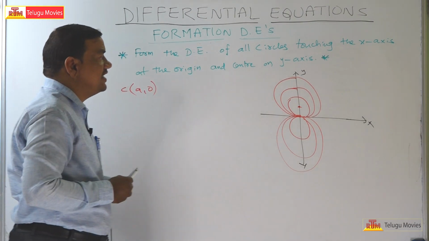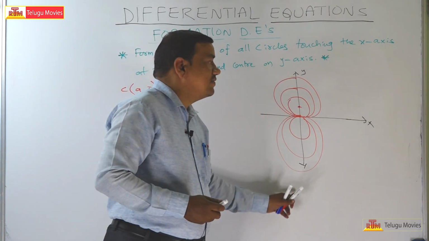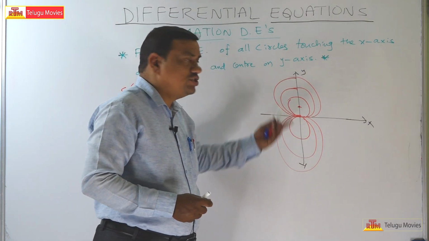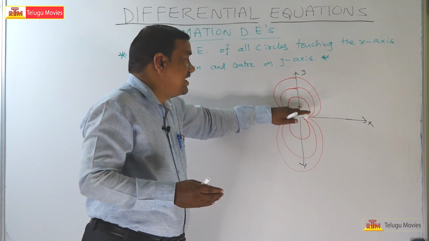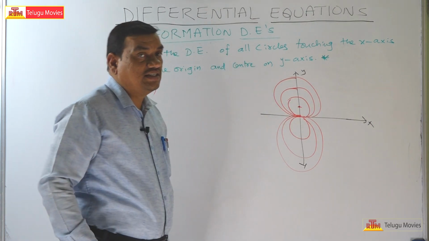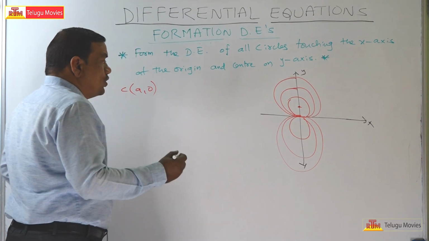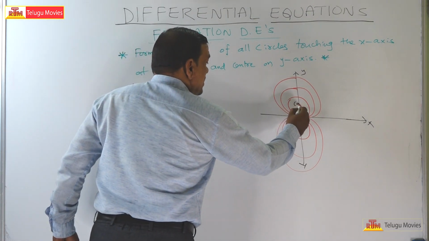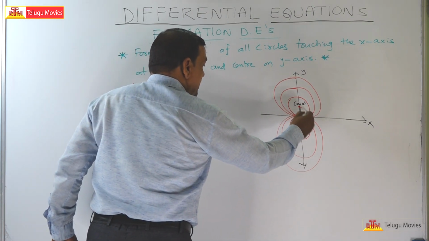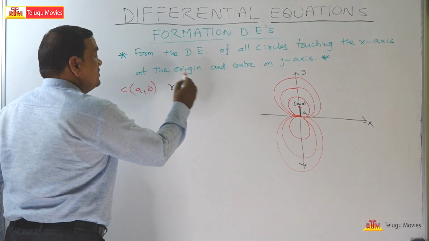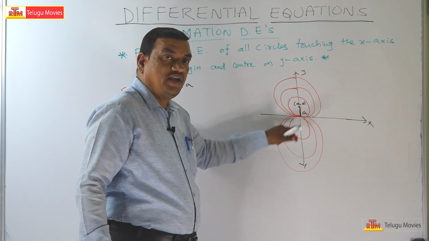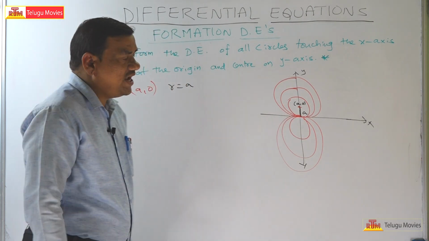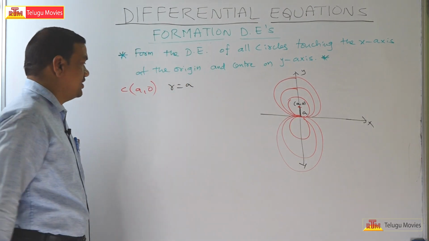Why? Because he is saying that the center lies on the axis, and a may be positive or negative. If the circles are above the x-axis, a is positive. If the circles are below the x-axis, a is negative. So when it is (a, 0), this length will be a, therefore the radius is also a. If it is (a, 0), this length is also a, therefore radius is equal to a. a is an arbitrary constant. Try to understand.